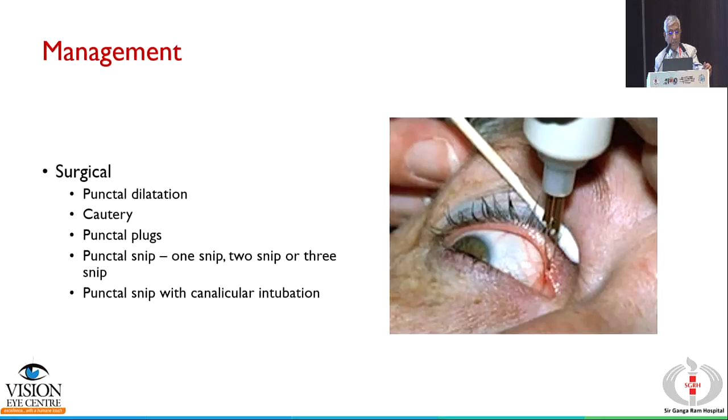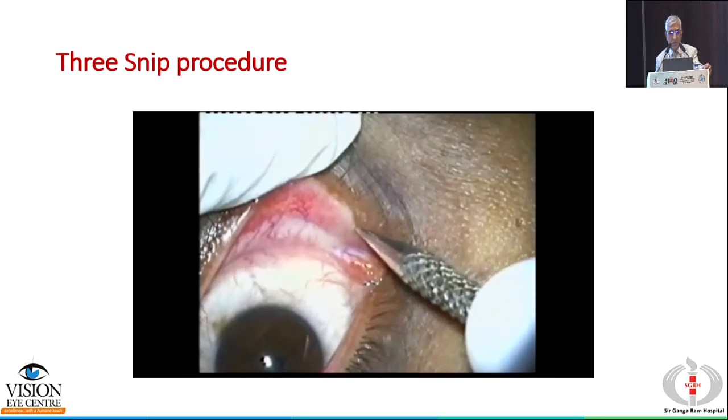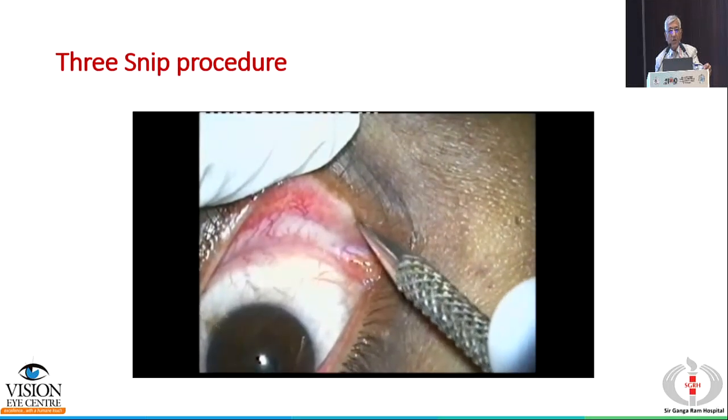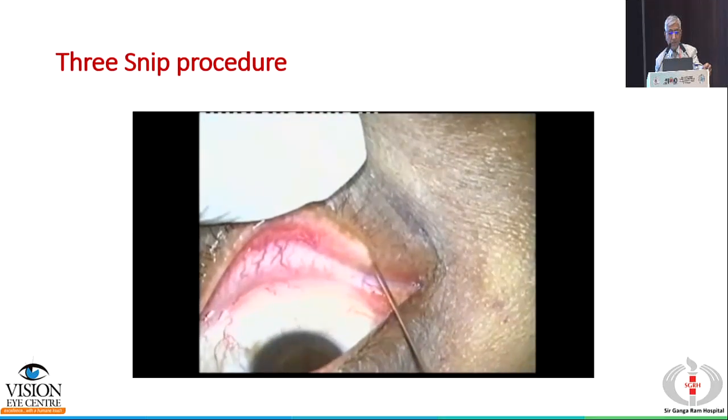Now, for obstruction in the upper canaliculus or punctal obstructions, there are a number of procedures, but the ones that are more commonly used are punctal opening with plugs or intubation, snips, or snips with intubation. Now, the availability of perforated punctal plugs from FCI is one very useful method, which allows the drainage to take place while the newly opened punctum can remain patent.